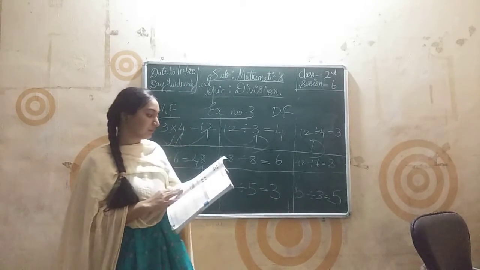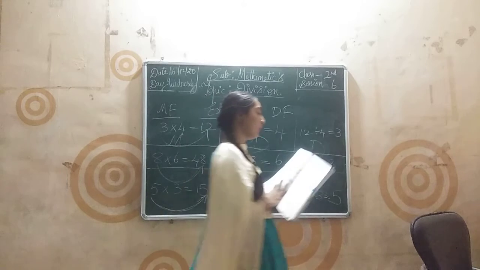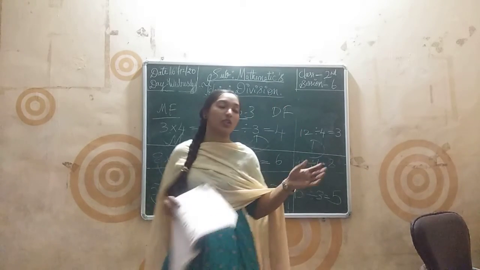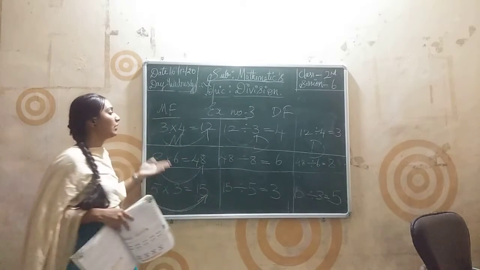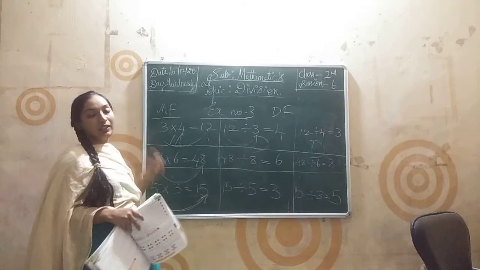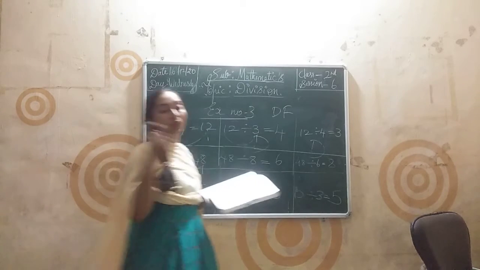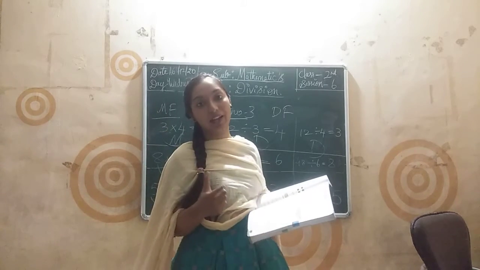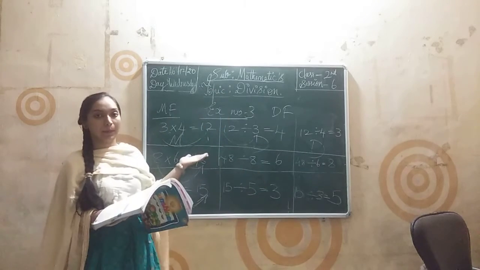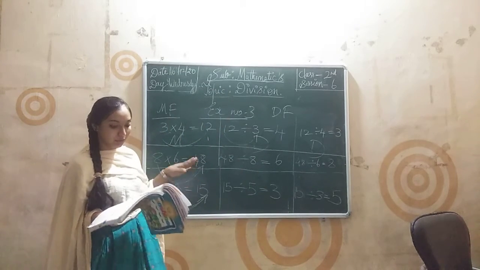Next, we have done division as inverse of multiplication. In this method, that means we have to interchange the numbers. The question will be a multiplication fact. We need to answer in the division fact. Up to here we have learned in today's class.